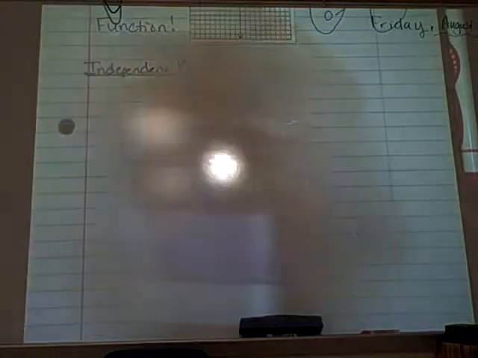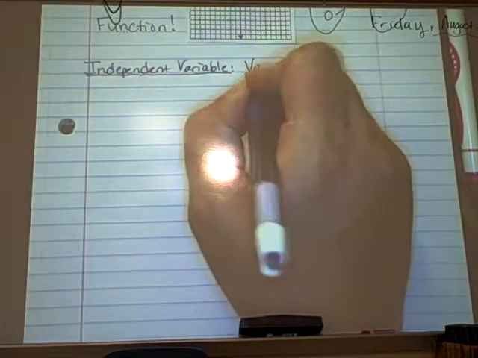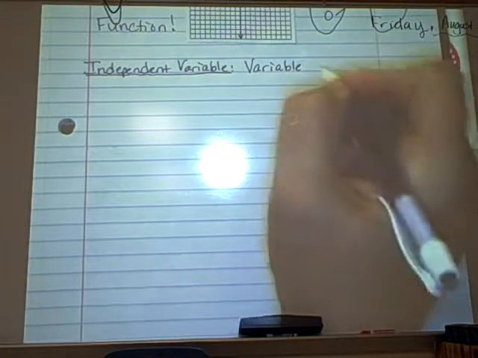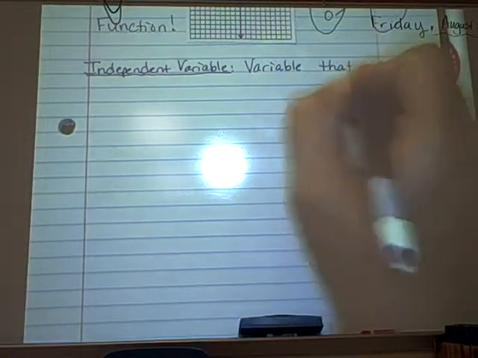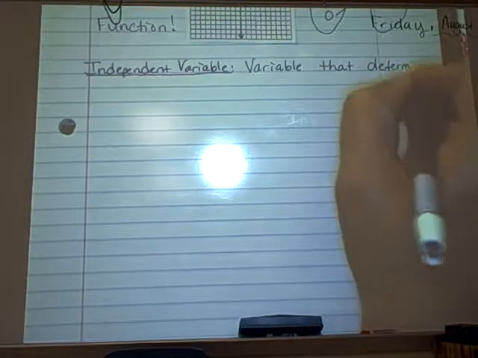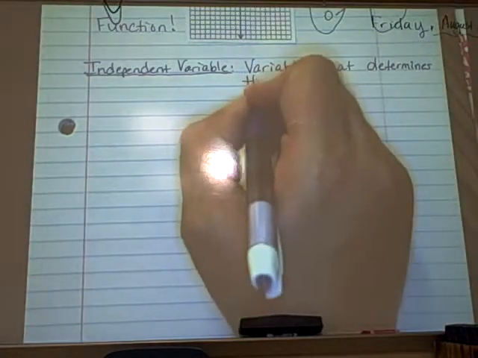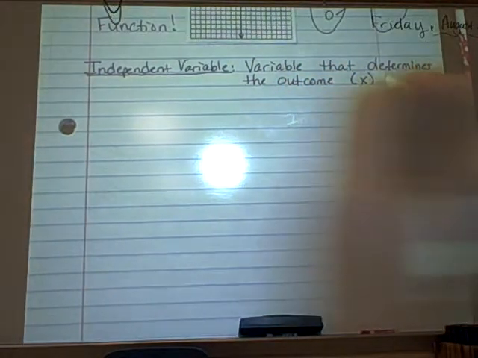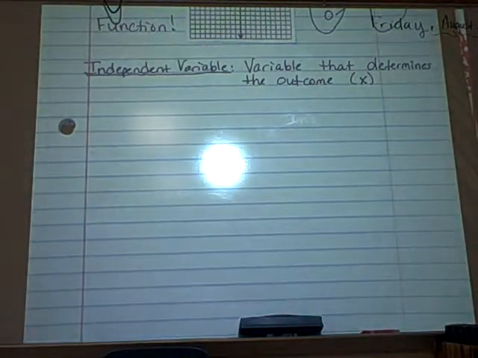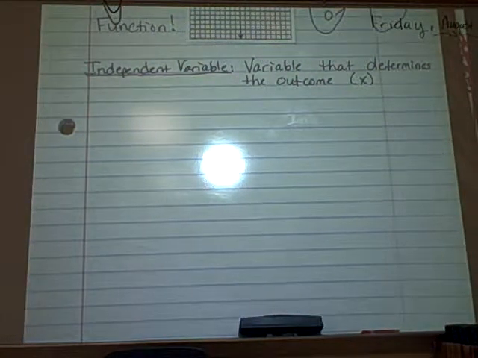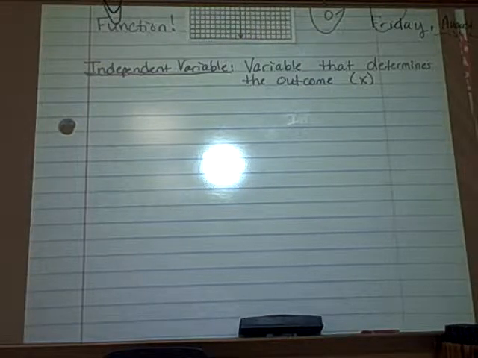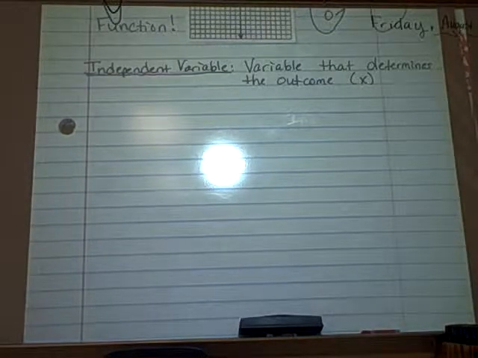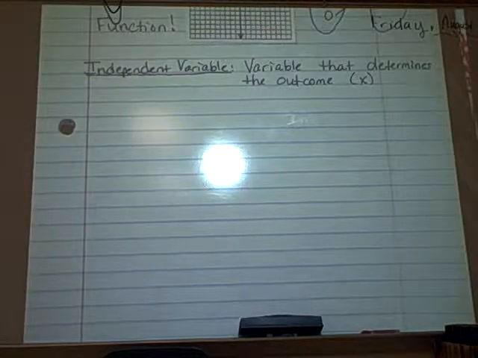The independent variable is the variable that determines the outcome. And in parentheses, put the x beside that because it's always the x numbers. The independent is always the x numbers. It's the one that determines the outcome. And you're going to talk about this a little bit in biology also. But the independent variable is the one that determines what happens.